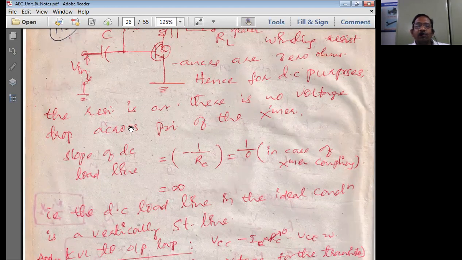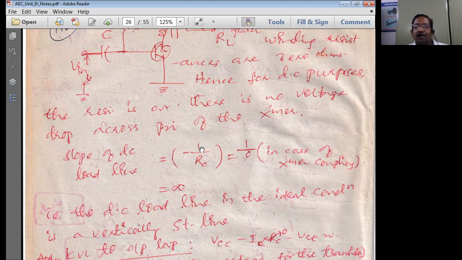Now, what about the slope of the load line? As per the equation we discussed in the last session, it is equal to minus 1 by RC. You normally observe a decreasing slope. What is slope? It is the differential y component to the differential x component. If you see RC, that is equal to 0. That means the differential x component is 0, so you are going to get a vertical line.